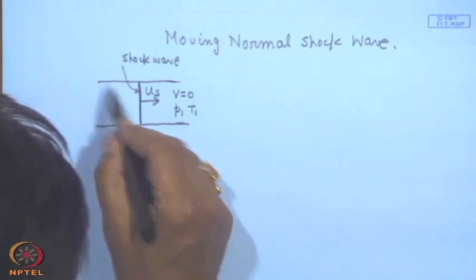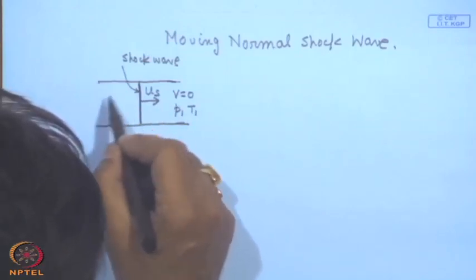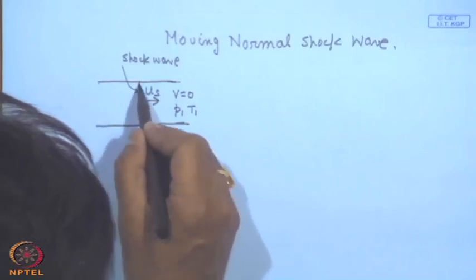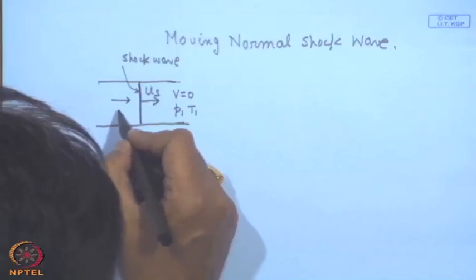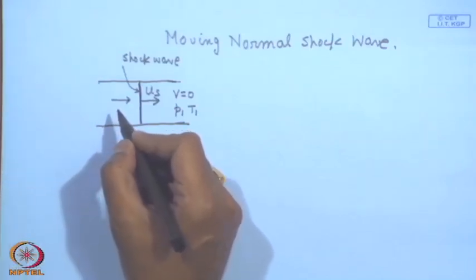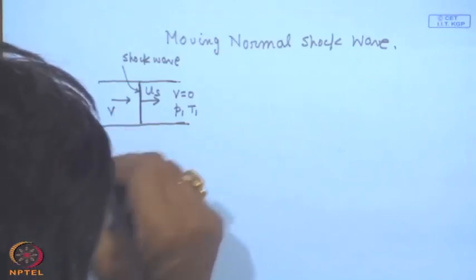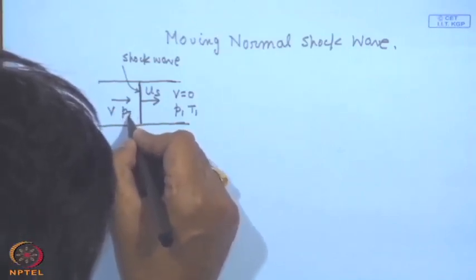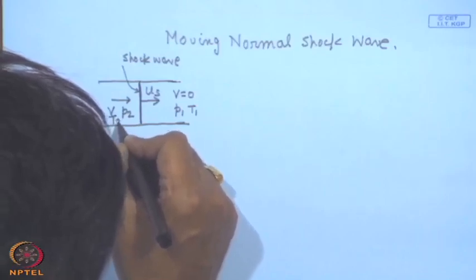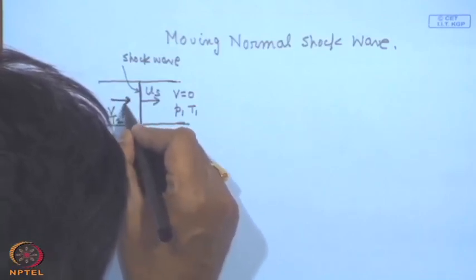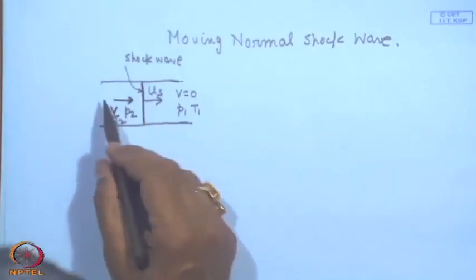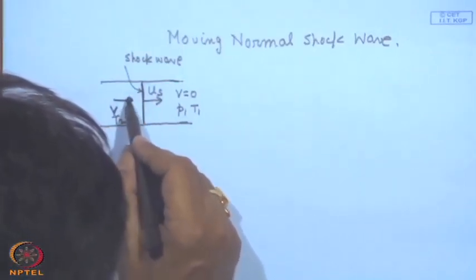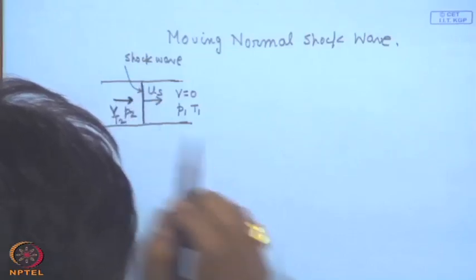Whereas this shock has created a velocity in the fluid through which the shock has passed. Let us consider this velocity V, and it has created a pressure P2 and temperature T2. This is the velocity of flow V. That means due to the shock passing over this fluid, a velocity is induced by the shock.